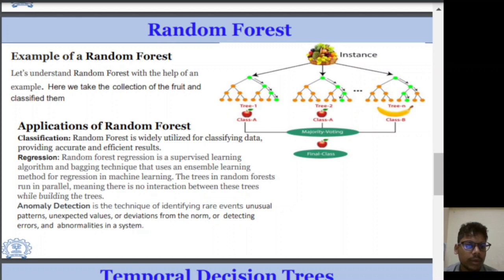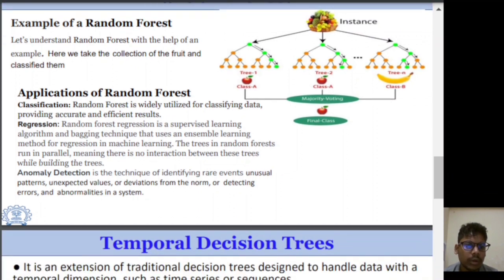Now we go to the application of the random forest. There are three applications: classification, regression, and anomaly detection. In classification, we classify the data sets. And in regression, we show that there is no interaction between one decision tree and another decision tree.